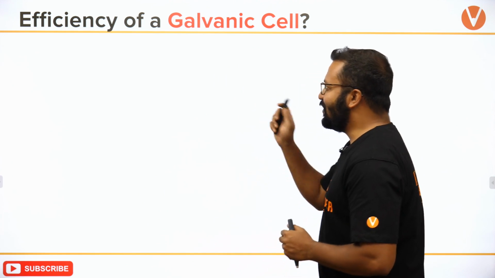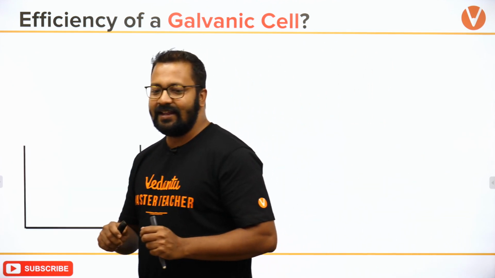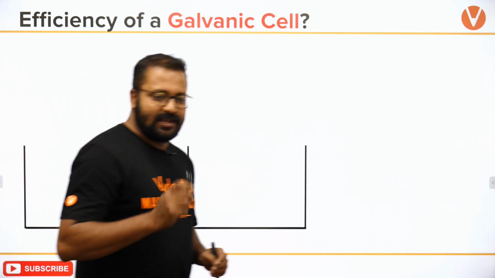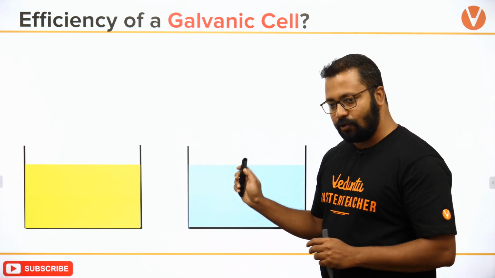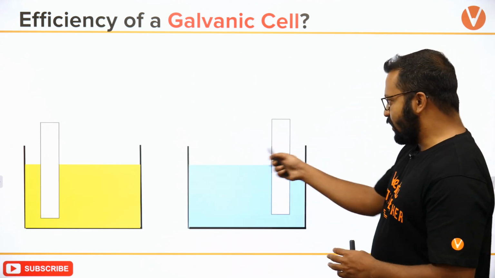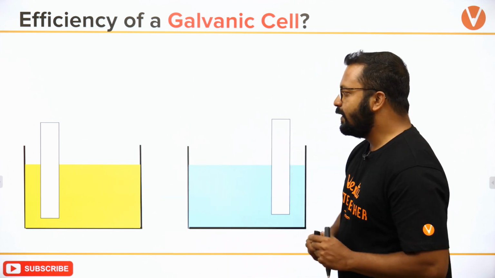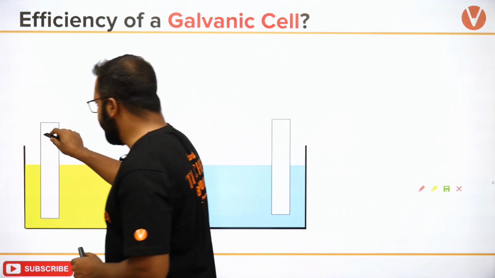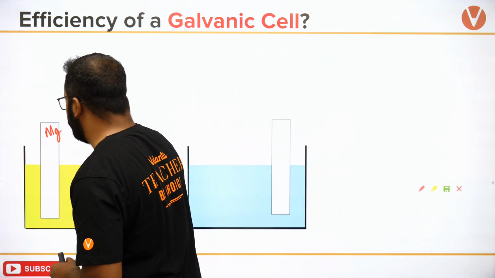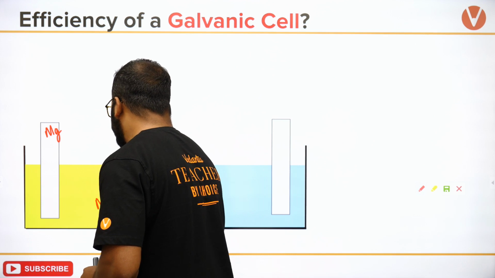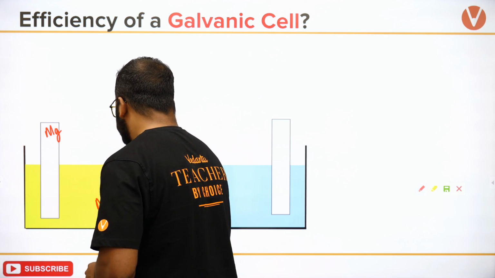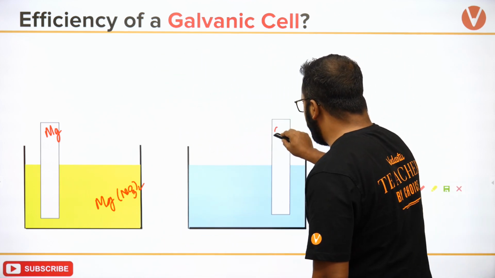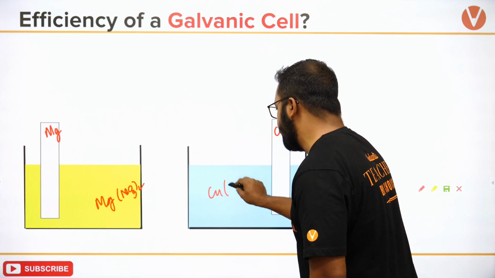ठीक है. So what we talk about efficiency of a galvanic cell is that, let's say two chambers are taken और एक chamber में मैंने एक electrolyte and एक electrode रख दिया है और दोनों, you can see that इस तरह का मैंने रख दिया. So assume कर लो, let's assume that one of these electrodes is magnesium. इसको मान लेते हैं ये magnesium है and this is magnesium nitrate. This is magnesium nitrate and this is copper and this is copper nitrate.